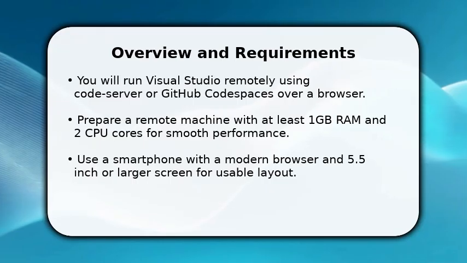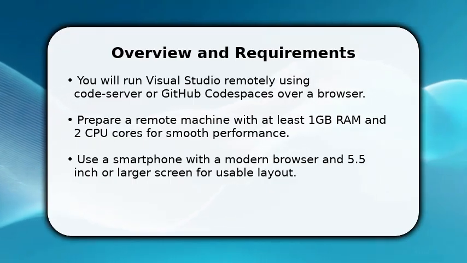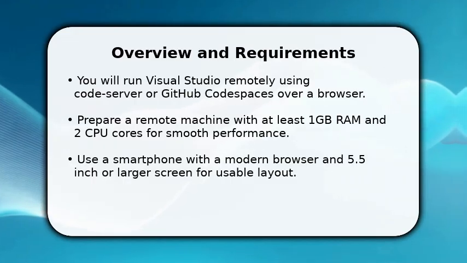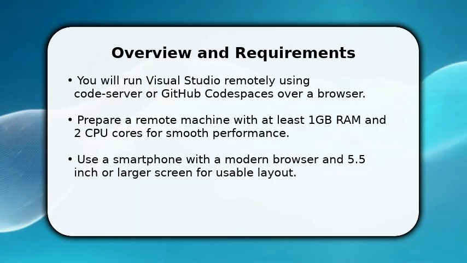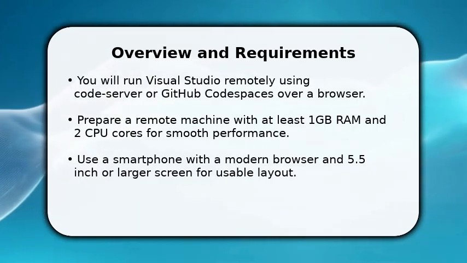This method runs Visual Studio remotely via code server or GitHub Codespaces on a server. You will not run the full native IDE on the phone. Prepare a remote machine with at least 1 GB RAM and 2 CPU cores for reasonable speed. Use a secure connection through HTTPS on port 443 or an SSH tunnel to port 8080.